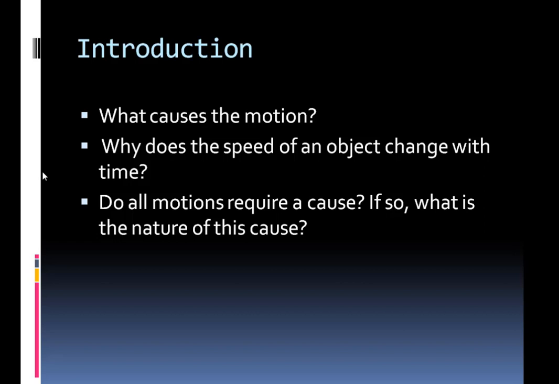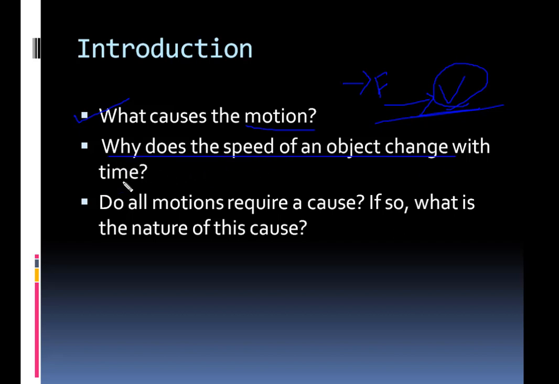So this is the introduction of this chapter. What causes motion? In this chapter, first we discuss the reason behind motion. Earlier we saw that when a force is applied to a body, the body will acquire certain velocity and start moving. Now we will discuss why the body moves when force is applied, and why the speed of the object changes with time.